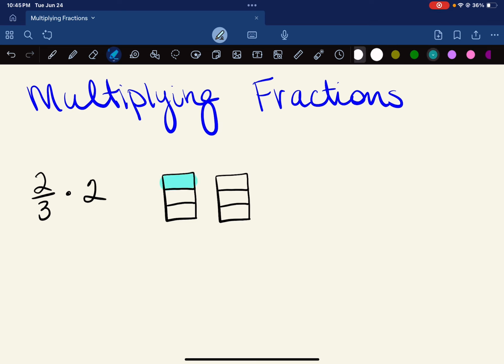So 1/3, 2/3. Now when I multiply that by 2, that means I just want to do the same thing over again. So 1/3, 2/3. In total, how many thirds do I have shaded? 1, 2, 3, 4. So 2/3 times 2 just gives us 4/3. And that's our geometric representation of multiplying those two values together.